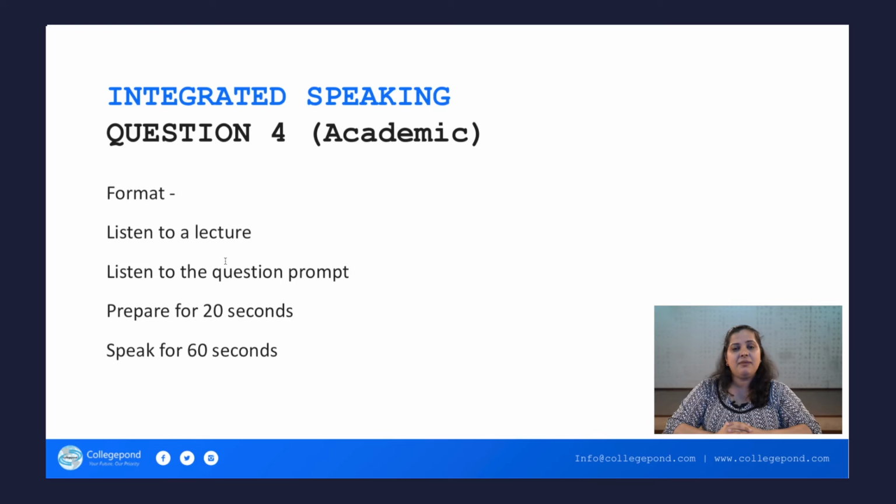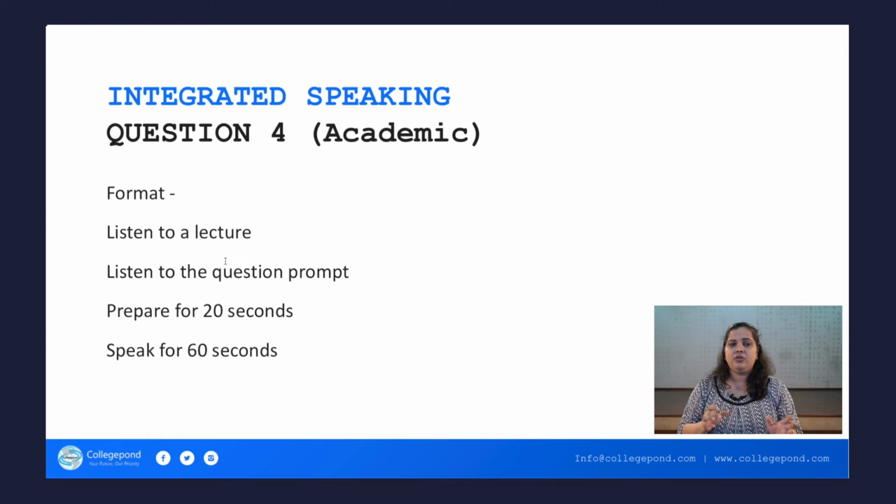Now finally, let's come to the last question type of this section, which is question number 4. It is an integrated task which is basically related to an academic setting, which is the lecture, the most common academic setting, right? So in this question, what will happen is you will first listen to a lecture, listen very carefully, and then there will be a question prompt.